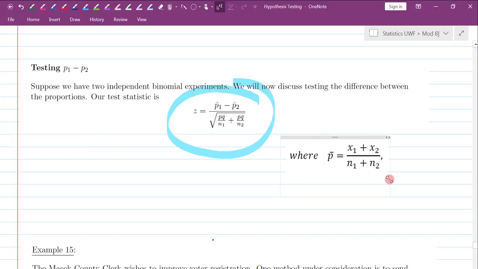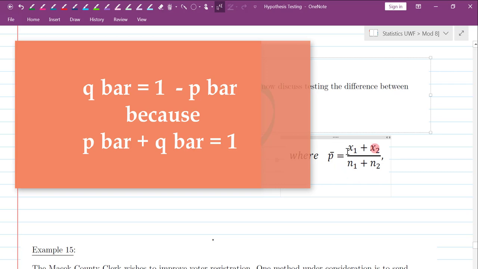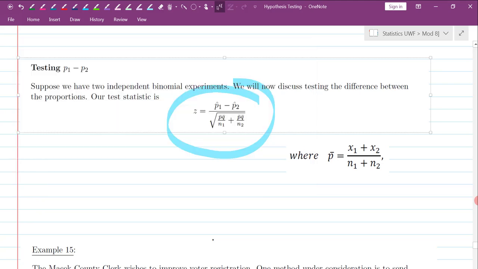So here's our test statistic, and you can see it involves P bar and Q bar, and P bar is calculated like such. Q bar is just simply 1 minus P bar. Okay, so Q bar is just 1 minus P bar. So there's our test statistic. Everything else is the same.